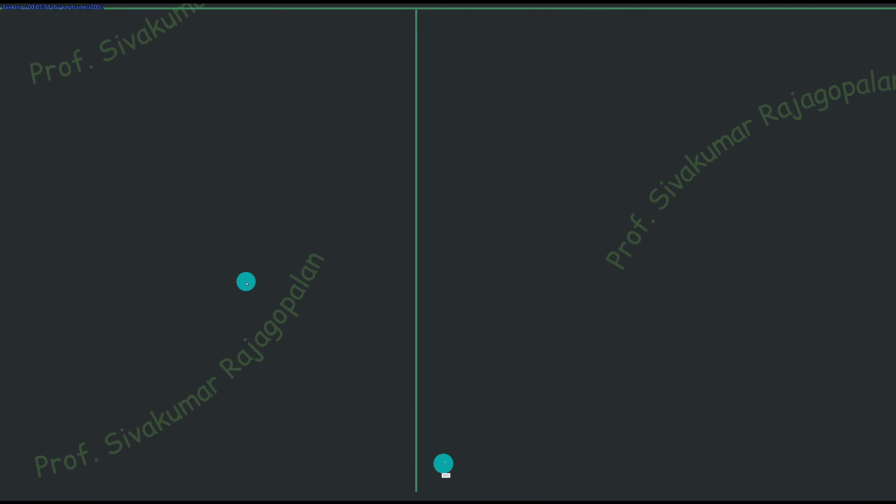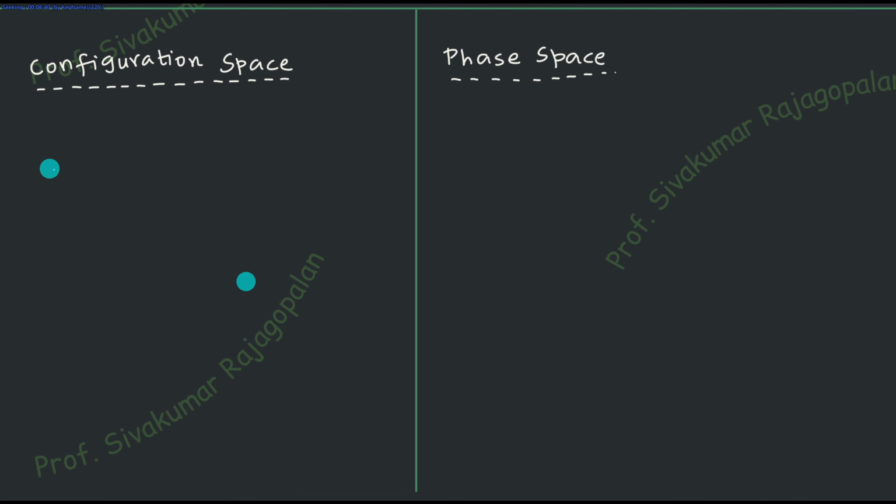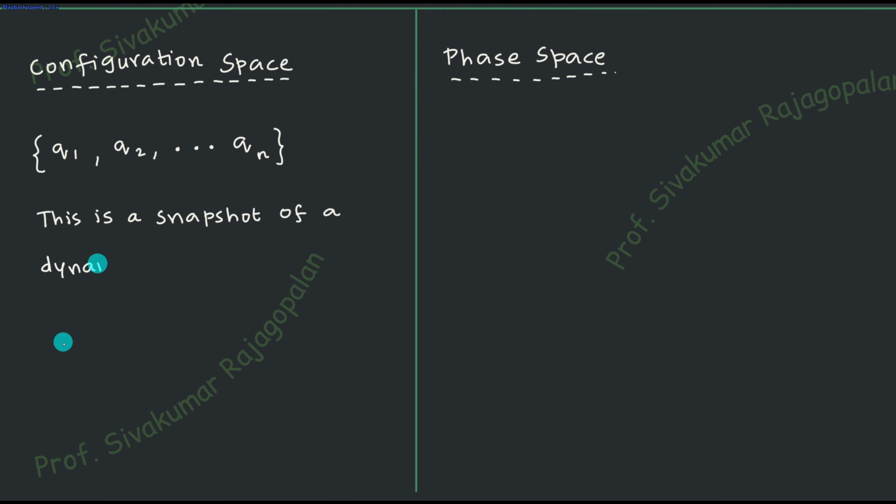And now I would like to explain with a much clearer example here for the configuration space and the phase space. I'll write it down, then I'll explain. So these are many of the things that I already explained.